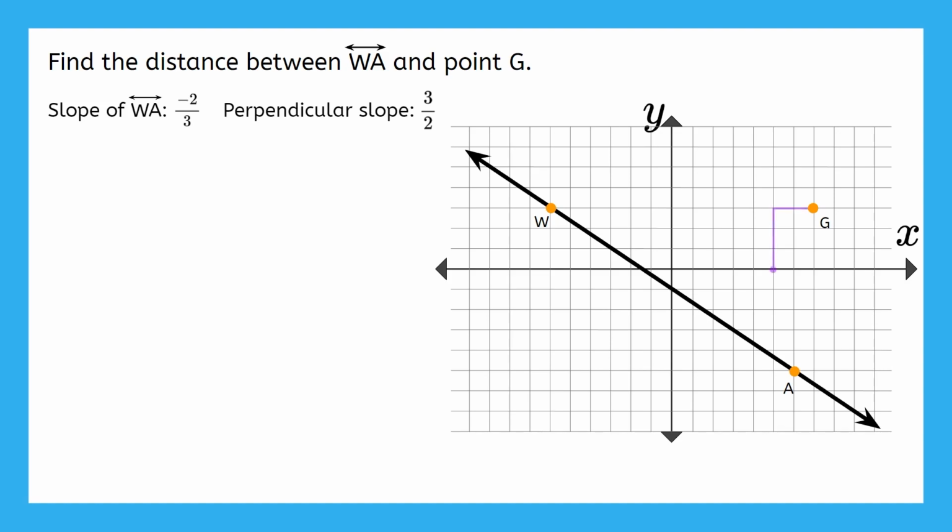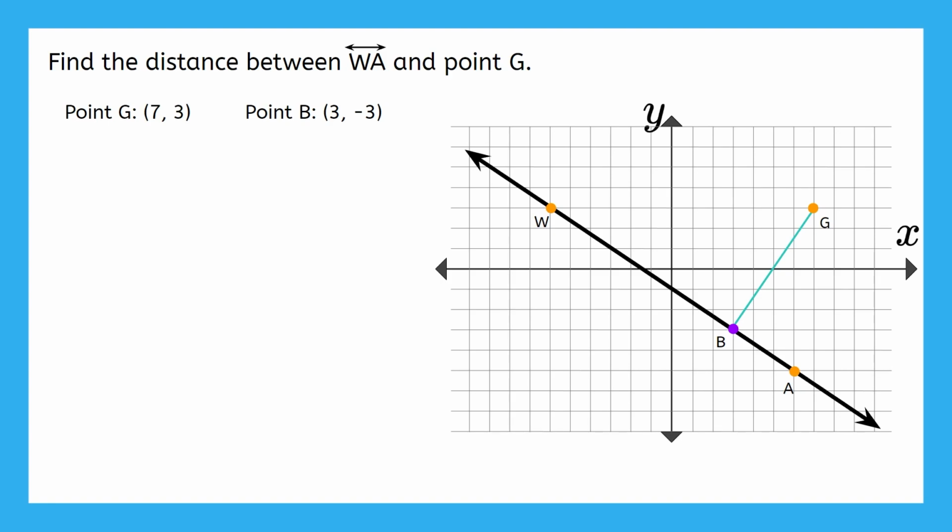Did you figure out that the intersection is here at 3 comma negative 3? Let's call that point B just to make it easier to refer to. So the distance between line WA and point G will be the distance between point B and point G. What should we do to find the distance between these 2 points?